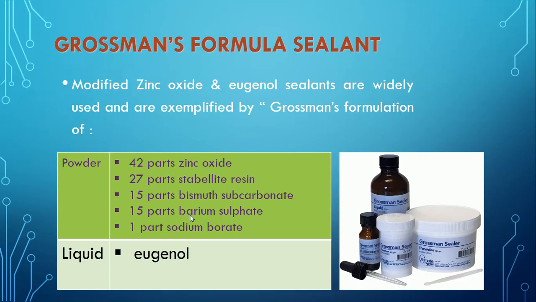Grossman's formula sealant. This is a modified zinc oxide and eugenol based sealant. Modified zinc oxide and eugenol sealants are widely used and are exemplified by the Grossman formulation. Basically, it consists of powder and liquid. Powder contains 42 parts of zinc oxide, 27 parts of stabilite resin, 15 parts of bismuth subcarbonate, 15 parts of barium sulfate, and 1 part of sodium borate. And the liquid is eugenol.